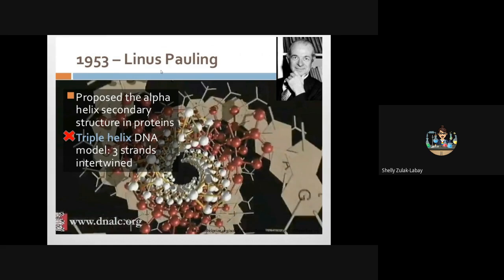So Linus Pauling wrongly thought that there were 3 strands of nucleotides that were intertwined to give the 3-dimensional structure of DNA, with the bases on the outside, not on the inside.